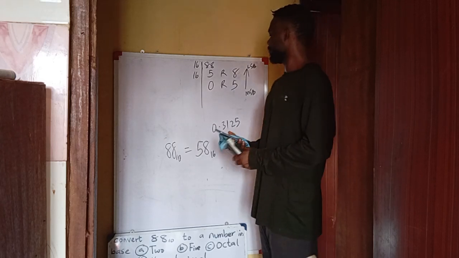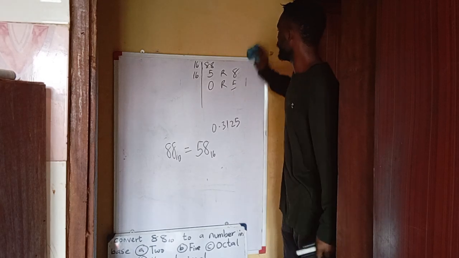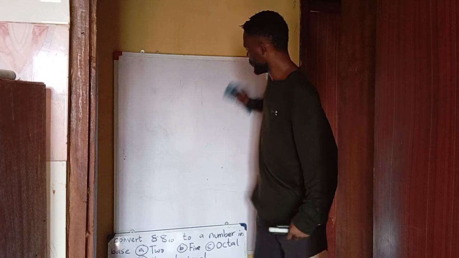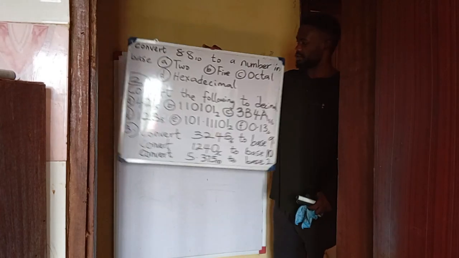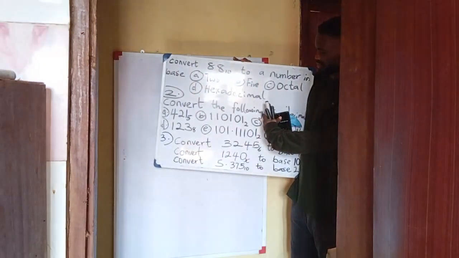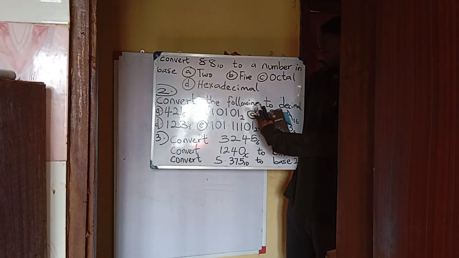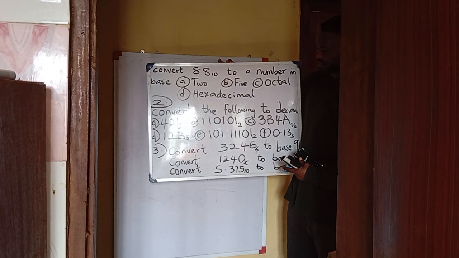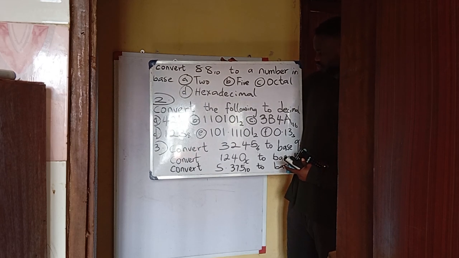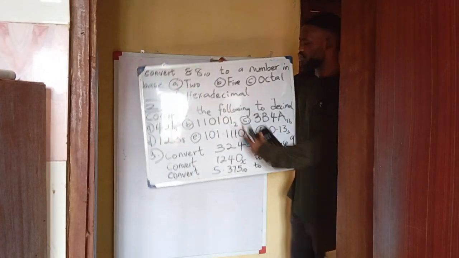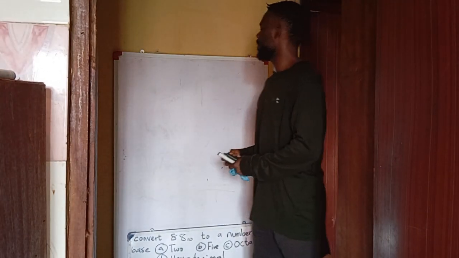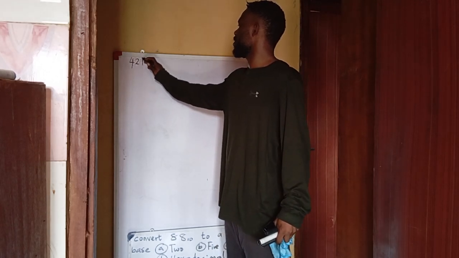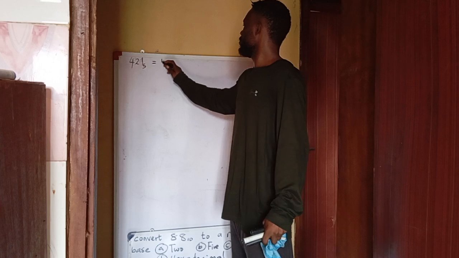Alright, let's try to solve the second question. I will need to be fast. The second question says, convert the following to decimal: 421 base 5. We should convert 421 base 5 to decimal, which is the same thing as taking 421 in base 5 and taking it to base 10.